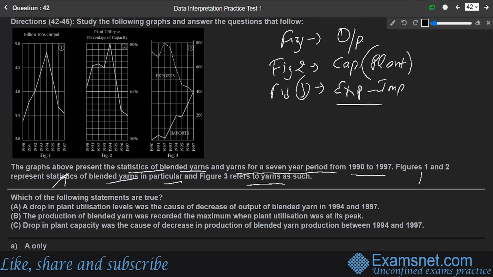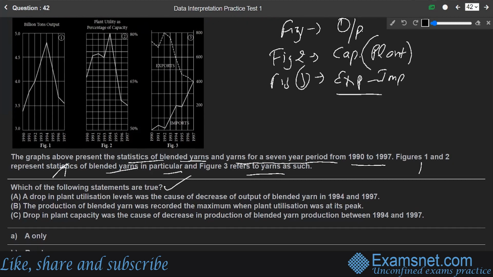Let us see the first question. Which of the following statements are true? So we need to see the graph and then answer. The first statement is: a drop in plant utilization levels was the cause of the decrease of output of blended yarn in 94 and 97. He's saying there is a drop in plant utilization level and that is the reason for the decrease of output of blended yarn. So let us see the output of blended yarn between 94 to 97. In 94 it was at this peak, and in 97 it has just dropped down to this, and the same trend has been seen in plant utility also.